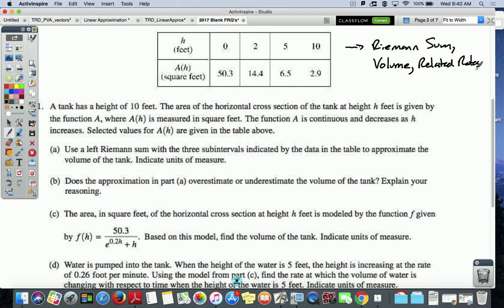So we're seeing a trend away from kind of one, maybe two topics in the same question to bringing multiple different topics into the same problem. So in this problem, again, we have a table of values. It says a tank has a height of 10 feet. So that's a constant. It says the area of the horizontal cross-section of the tank at height h feet is given by a function, the function a, where a of h is measured in square feet. So this is an area function here.